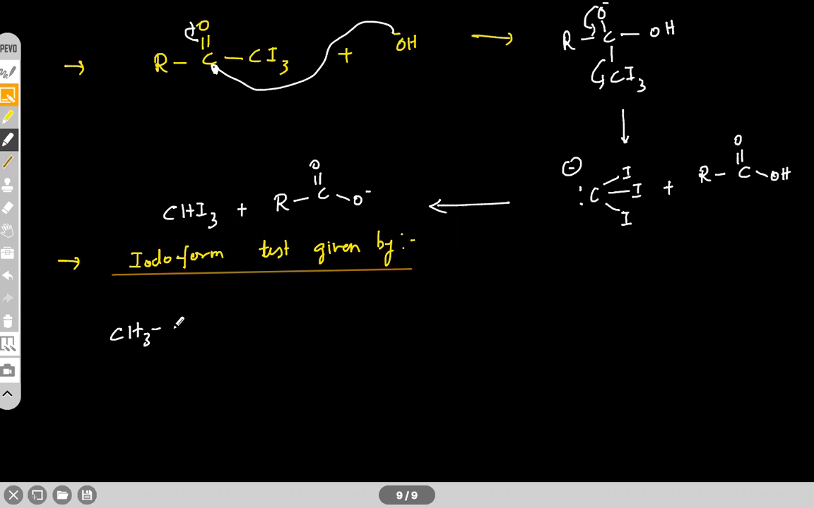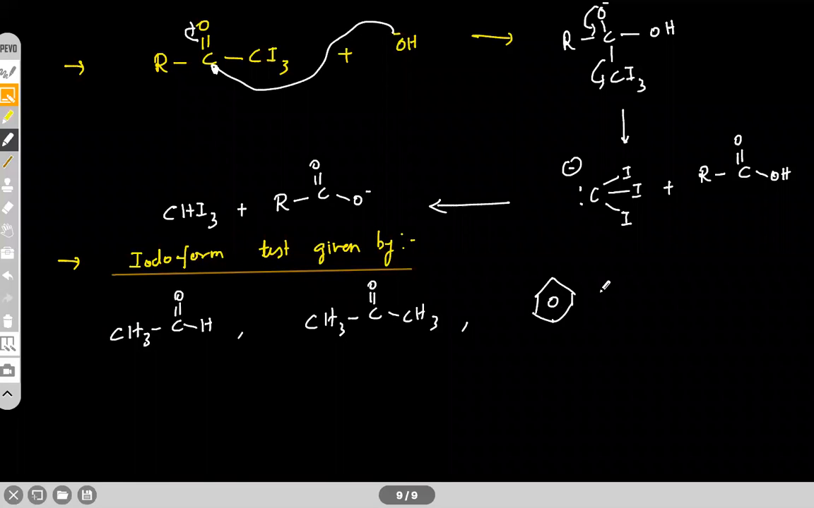So CH3 C double bond O H, the simplest one, gives a positive iodoform test. If you have CH3 C double bond O CH3, this also gives a positive iodoform test. If you have a benzene ring with C double bond O CH3, it gives a positive iodoform test. We just need this COCH3 group, right? It's not like only aldehyde or ketone gives this reaction. I've given you some examples of aldehyde or ketone, but it is not only aldehyde and ketone.